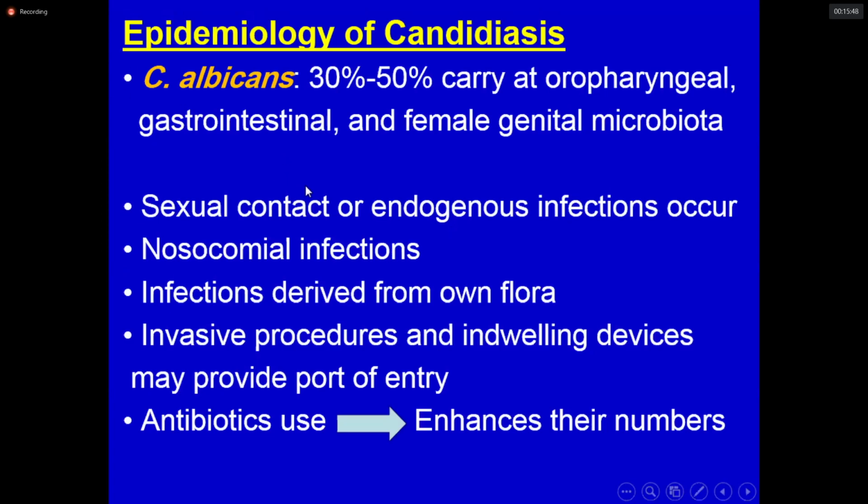Through sexual contact, or endogenous infection, the same individual can get infection in certain situations, if the immunity is depressed or there is injury to an area. Nosocomial infection is another type of infection with Candida. Infection derived from own flora, as I said in the first point. Invasive procedures, like what? Like indwelling catheter, indwelling devices.